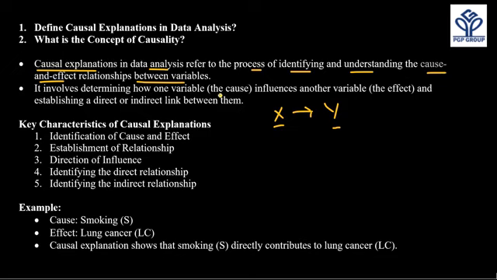Now, the first variable we are going to say is the cause. The next variable we are going to say is the effect. So the relationship between these two variables is called causal. It's a causal effect.